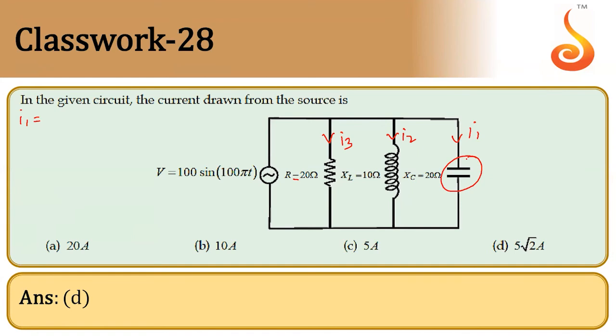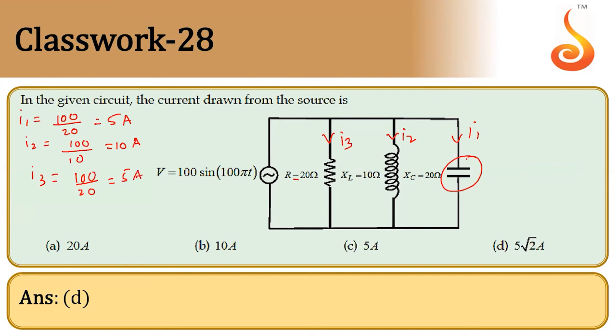Okay. So I1 equal to what? I1 equal to 100 divided by 20. We calculate peak value only. They are in parallel, so the same voltage will be applied. That is equal to 5 ampere. I2 equal to 100 divided by 10, that equal to 10 ampere, and I3 is 100 divided by 20, that equal to 5 ampere.